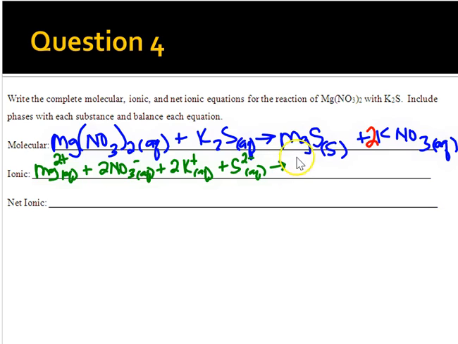On the product side, we have MgS. Okay, that's solid, so we're not going to break that up. We're going to keep that together. MgS. And I'm going to keep that state of matter solid.